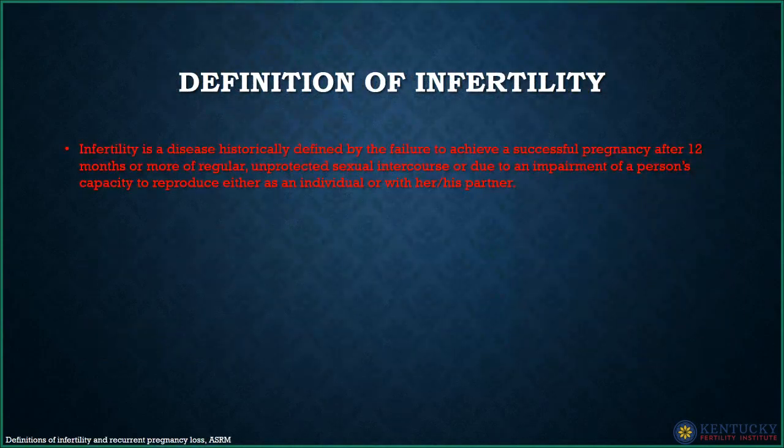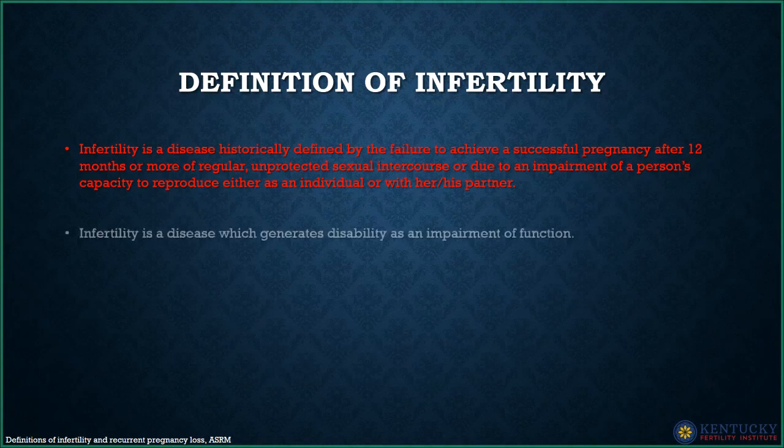And so here's what ASRM uses as their definition of infertility. It's a disease historically defined by failure to achieve pregnancy after 12 months or more of regular unprotected intercourse due to an impairment of the person's capacity to reproduce, either as an individual or with their partner. That's our classic definition. They also highlight that infertility is a disease which generates disability. Within our field, and certainly when you start adding in insurance and social factors, we sometimes have to fight to justify infertility as a disease, but all of us on the front lines of seeing it every day uniformly agree that infertility is indeed a disease that adversely affects our patients' quality of life.